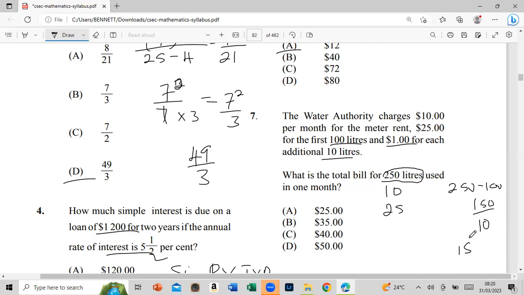Alright, and you're gonna pay $1, so 5 times 10 equals 50. 5 and 5, 10. 1, 2, 3, 4, 5. So that will be $50.